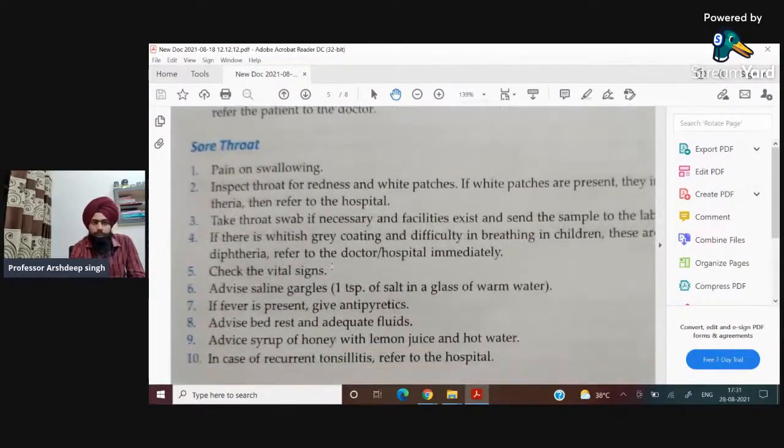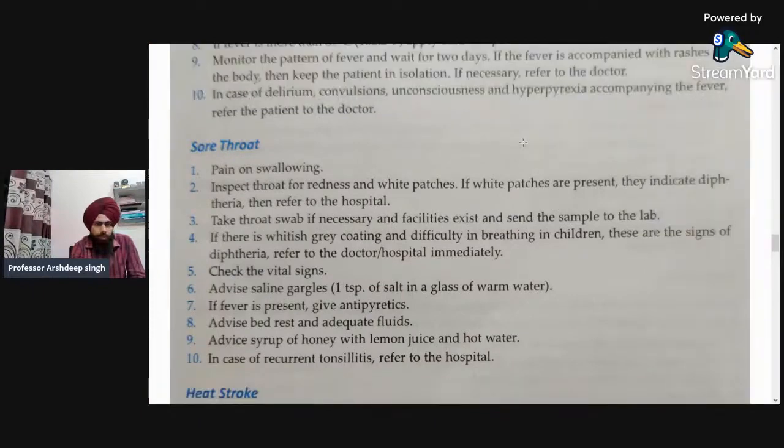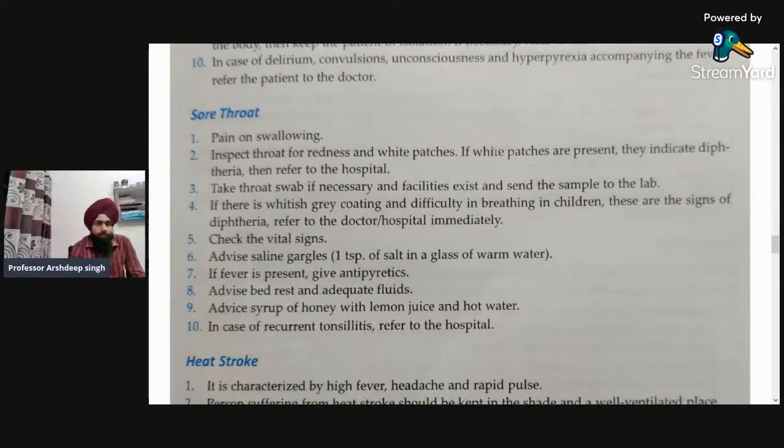Next one is the sore throat. As it is a sore throat, there must be swelling. There will be swelling in the throat. So the symptoms would be pain and swelling.